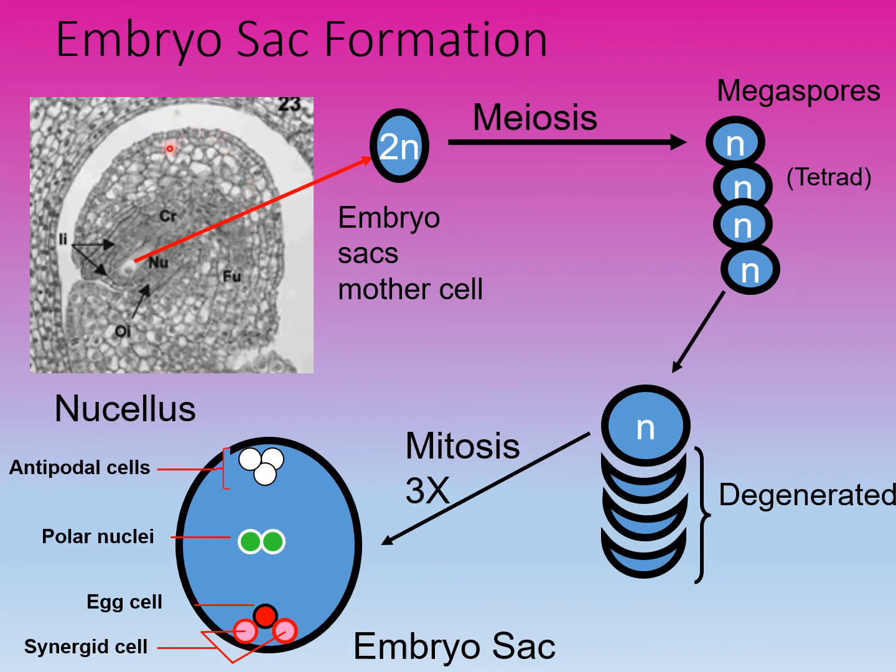Okay, this is another diagram. Okay, this is the embryo sac mother cell. It undergoes the meiosis process to form 4 megaspores, called a tetrad, but only 1 develops, the other 3 degenerate. So one of these divides by mitosis 3 times to form 8 nuclei: 3 become antipodal cells, 2 become polar nuclei, 1 becomes the egg cell, and 2 become synergid cells.